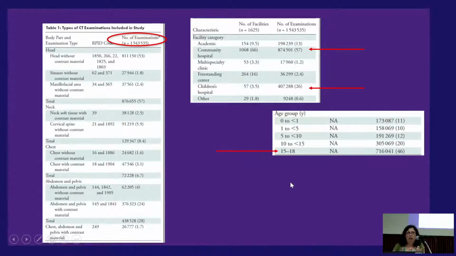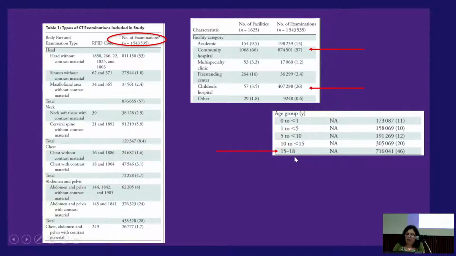From the data I showed you earlier, though, it looks like everyone is child sizing their protocols because we saw an increase in dose with increase in size. But most of the kids that were scanned in this exam were 15 to 18-year-olds, which are pretty much like adults, right? 0 to less than 1 is about 173,000, and then compared to the larger kids, much more, which is a good thing. Again, we don't want to scan the little babies because they're much more sensitive to radiation. You only want to scan them if there is a clinical need.